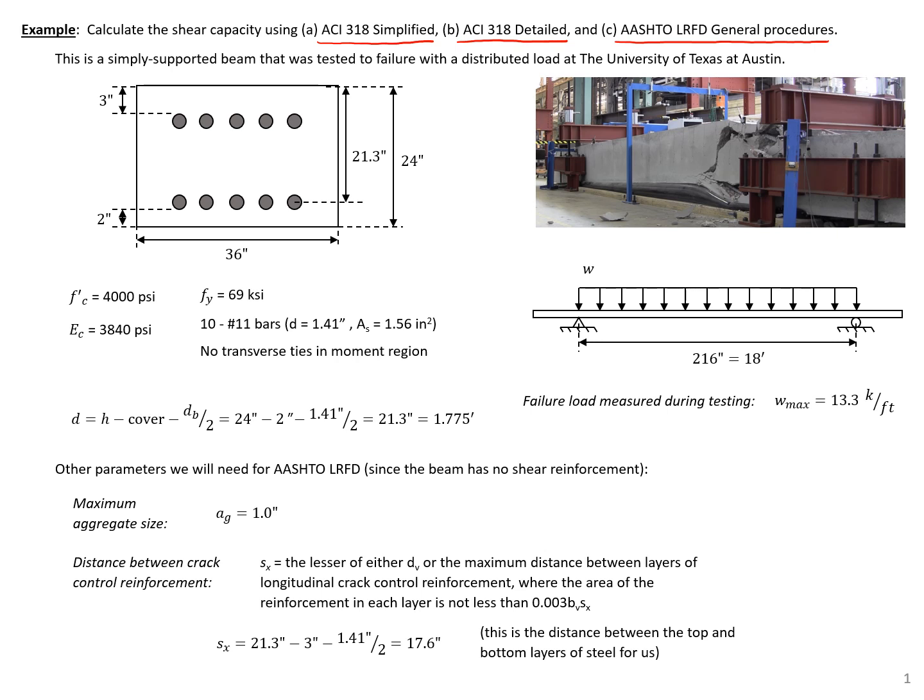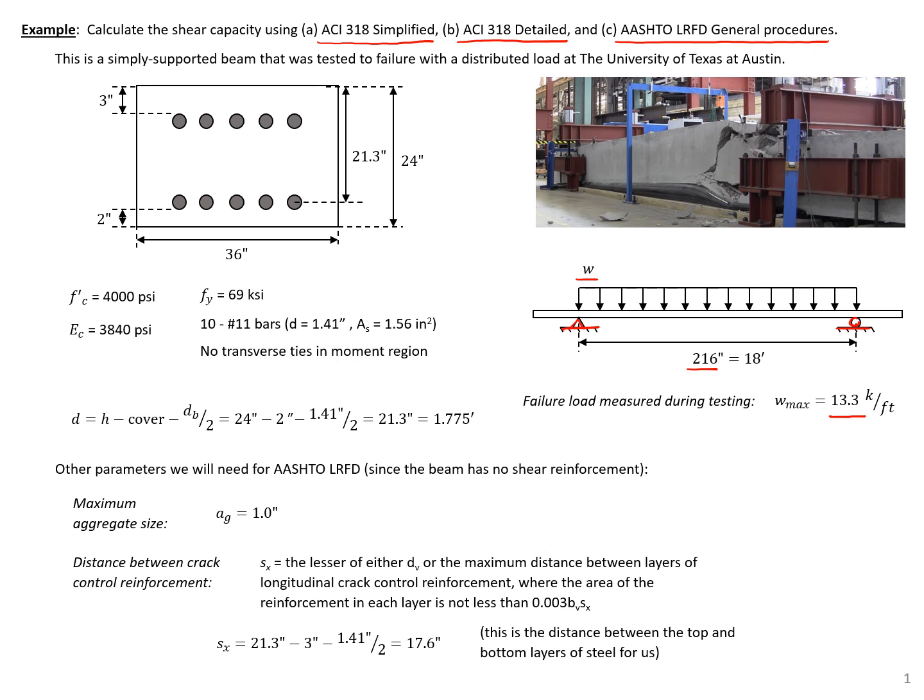We can see that it's a simply supported beam with a length of 216 inches or 18 feet and a distributed load W. This was a beam that was tested at the University of Texas, and the failure load measured during the testing was 13.3 kips per foot. So we'll use that to calculate our shear and our moment at failure.